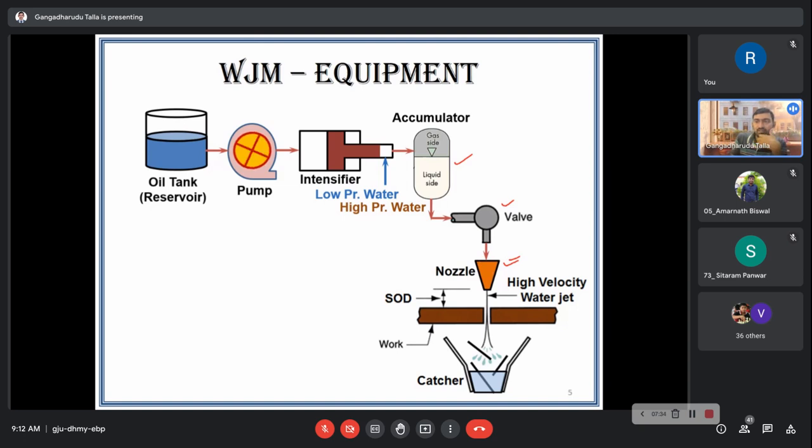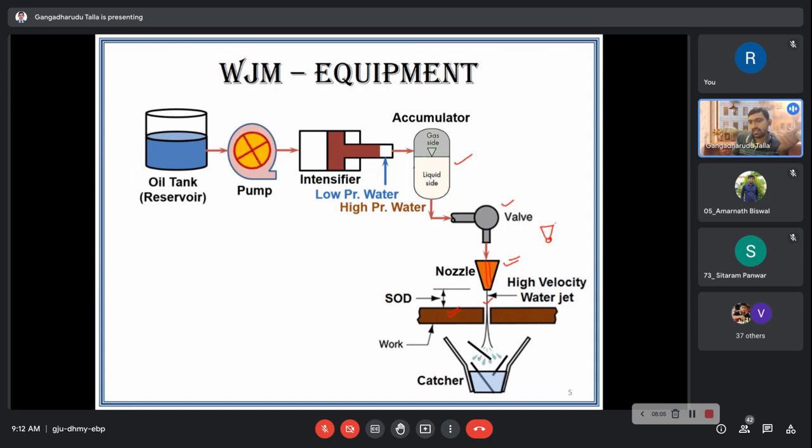You can see the nozzle may have a flat, cylindrical hole like this, or it may have a tapered hole itself. If there is a tapered hole, again the pressure is increasing inside the nozzle. Now the water is coming like a jet and hitting the given workpiece. We are maintaining one SOD. Now there is a catcher just below the workpiece.